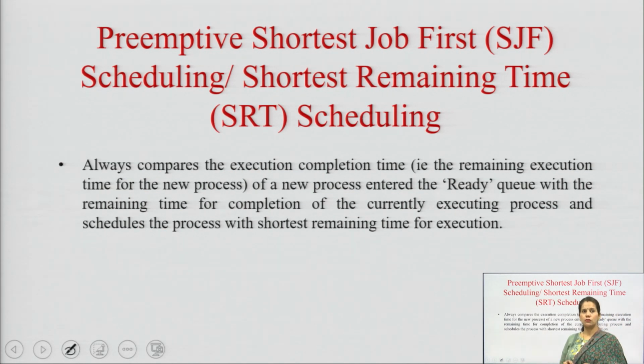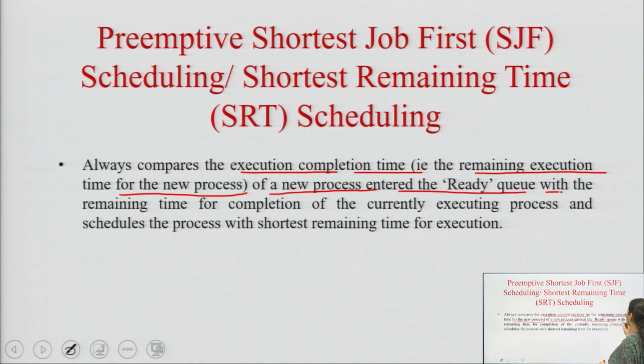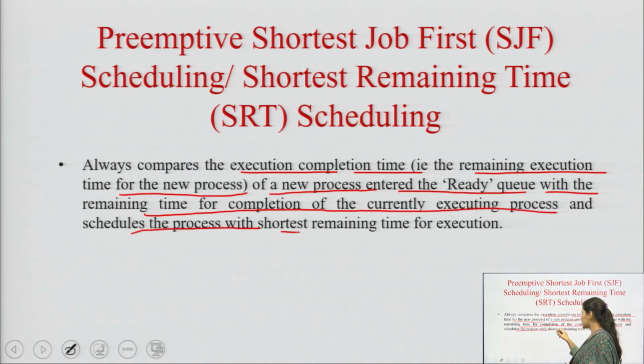So, as a conclusion, this scheduling algorithm always compares the remaining execution time for a new process that entered the ready queue with the remaining time of completion of the currently executing process, and accordingly it schedules the process with the shortest remaining time for execution.